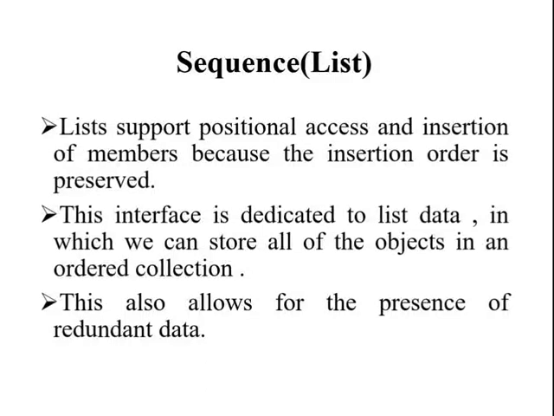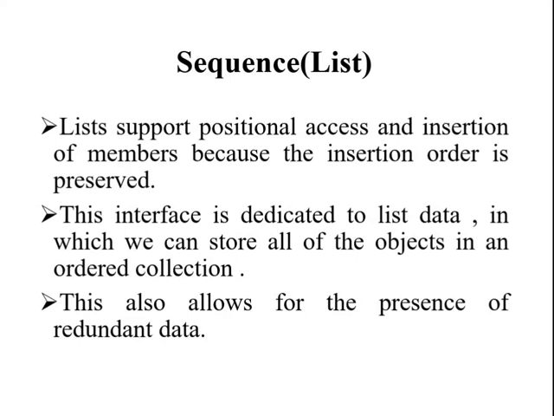Hello all, today we are going to discuss sequence or list. The child interface of the collection interface is the list interface. It's a sorted collection of objects that can store duplicate values. The classes ArrayList, LinkedList, Vector and Stack implement the list interface.